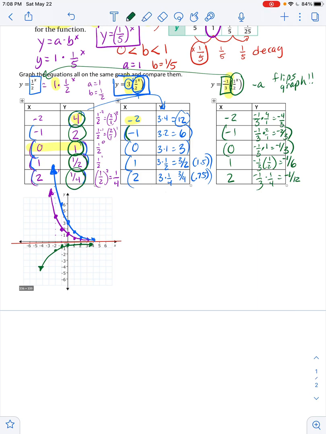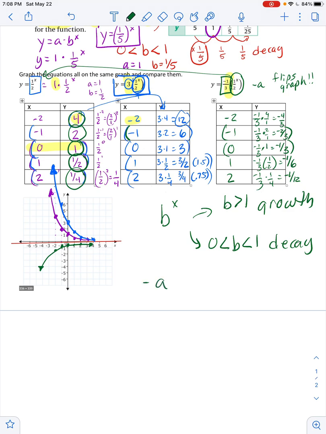So what we're looking for are those patterns. You want to be able to graph them. You want to remember that if the thing that you have raised to the power, if that B value is greater than 1, you're going to get the exponential growth we talked about yesterday. But if you end up with a value between 0 and 1, you're going to get the decay that we talked about today. And we just learned that if you have a -A out in front, that will flip your graph over. And it'll flip it over the x-axis. So it basically ends up upside down.